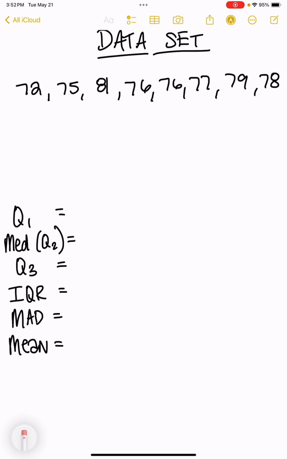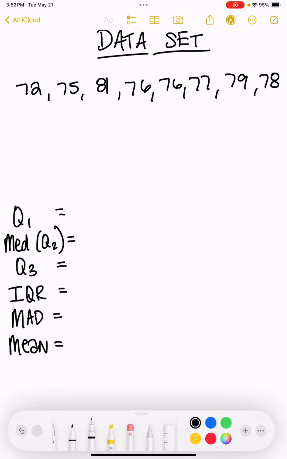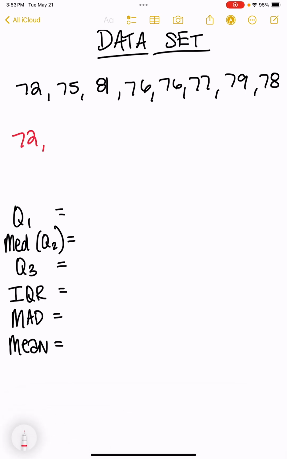So the first thing we need to make sure we do is ensure that our data set is in order from least to greatest. It is not at the moment, so let's go ahead and fix that. So we will have 72, 75, 76, 76, 77, 78, 79, and 81. All right, so now we have that.